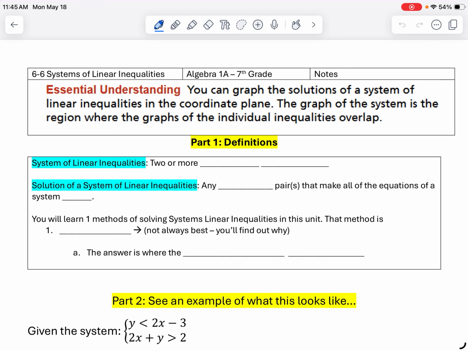You can graph the solutions of a system of inequalities in the coordinate plane. The graph of the system is the region of the graphs where they overlap. So a system of linear inequalities, we're moving away from inequations, are 2 or more linear inequalities.